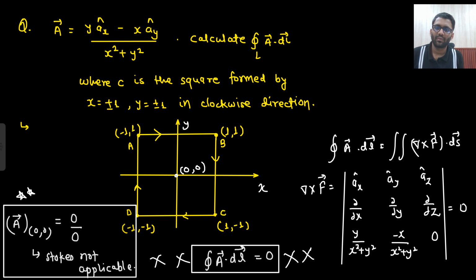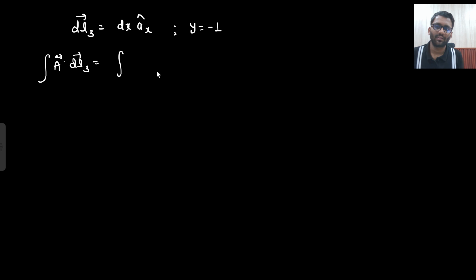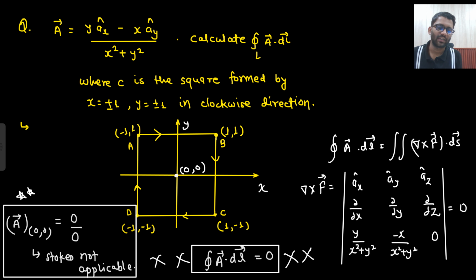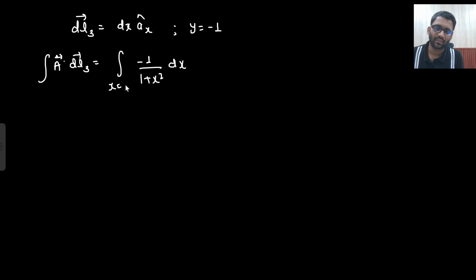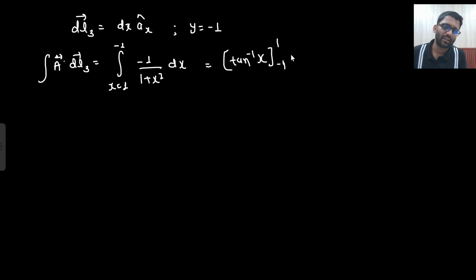So y is equal to minus 1. So minus 1 x square plus 1, minus 1 1 plus x square dx. And the value of x, how is it changing? From 1 to minus 1. What are you getting? Tan inverse x minus tan inverse x, but you can interchange the limits because the minus sign is there. So from minus 1 to 1. Again the same thing, again pi by 2.